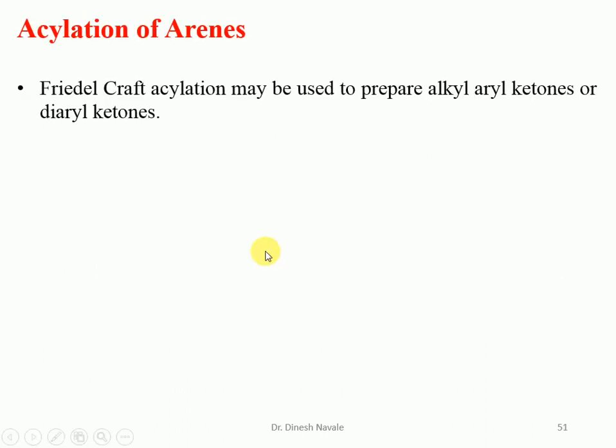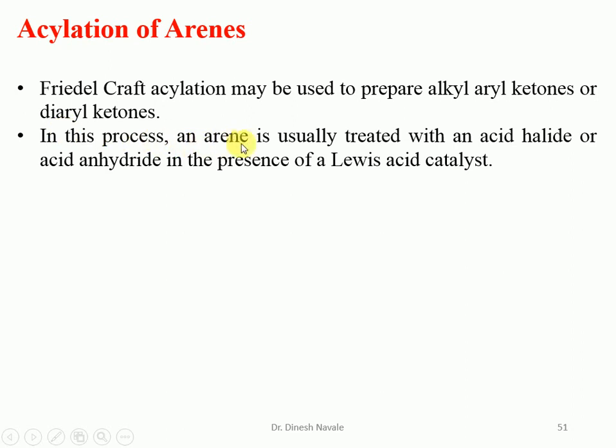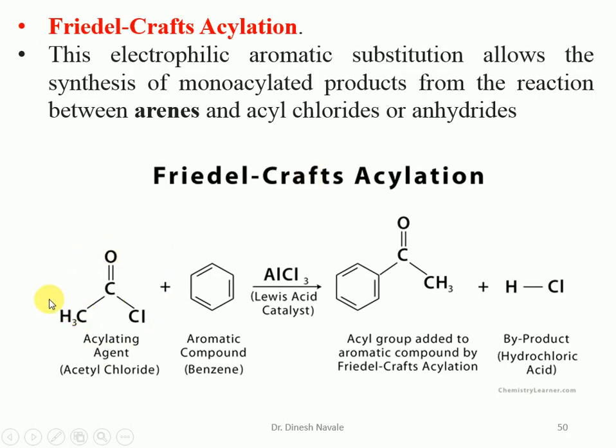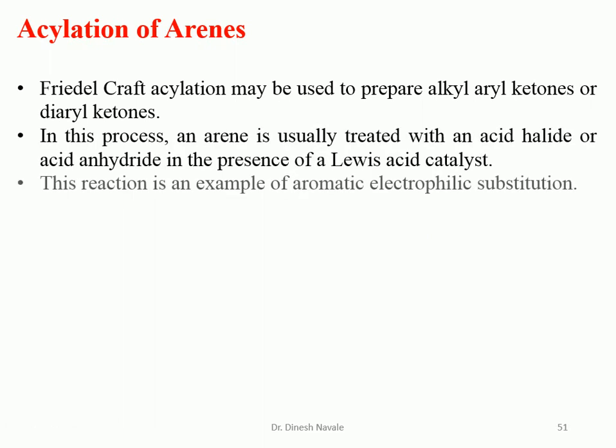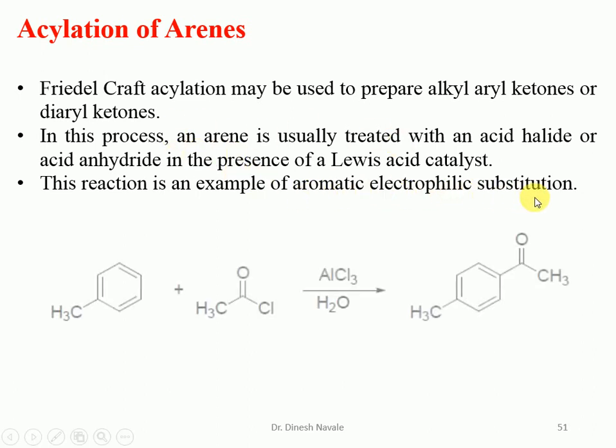So Friedel-Crafts acylation may be used to prepare the alkyl or aryl ketone or the diaryl ketone. In this process, an arene is usually treated with an acid halide or acid anhydride in the presence of a Lewis acid catalyst. As we have discussed, we can utilize acid halide or acid anhydride. We can get the same product, the acylation of the ring. The reaction is an example of an aromatic electrophilic substitution reaction. So Friedel-Crafts acylation is an aromatic electrophilic substitution reaction.